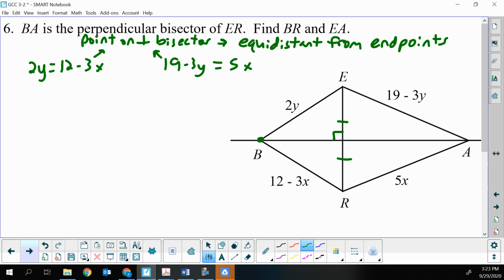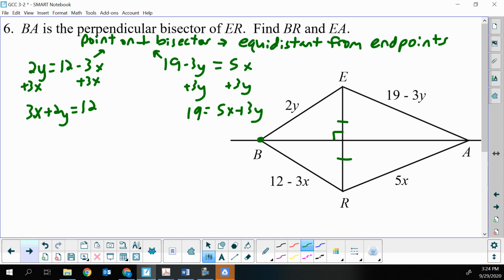Well, we can now do this with either elimination or substitution. Let's maybe do this in elimination. So we'll get it in elimination form by adding the 3x over. Over here, maybe we'll add the 3y over. So we'll have 3x plus 2y equals 12. Now you can write it as 19 equals the stuff on the right, or you can do the 5x plus 3y equals 19. That's the same thing. We'll do 5x plus 3y equals 19 so that it matches with our stuff down here.